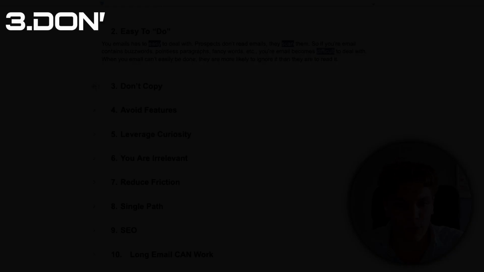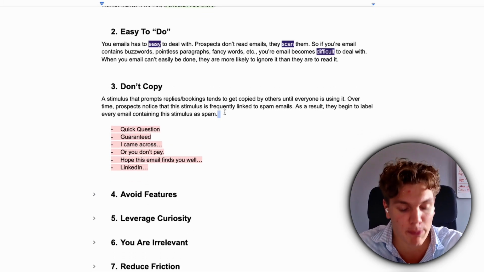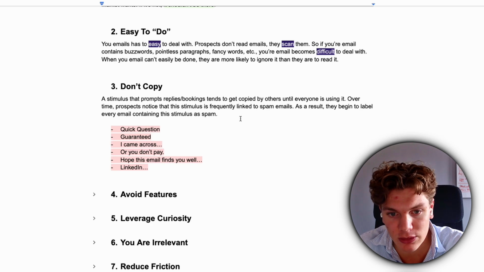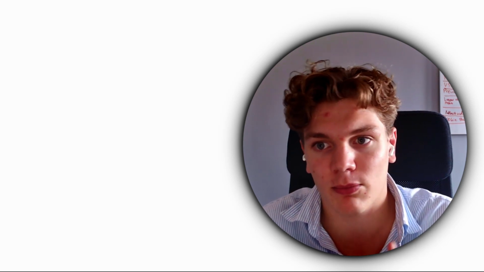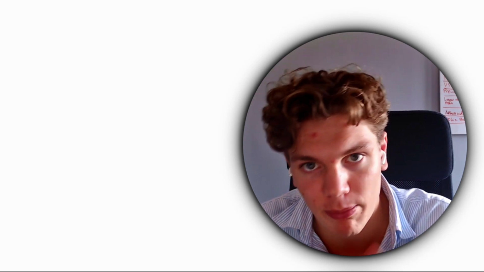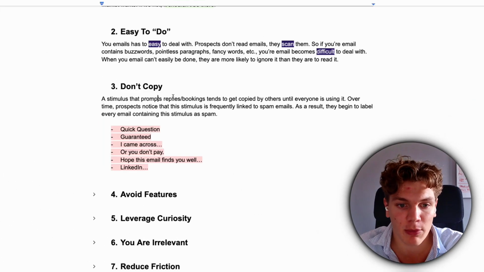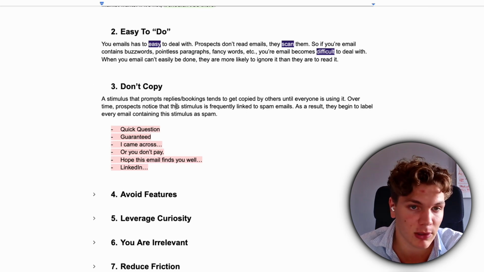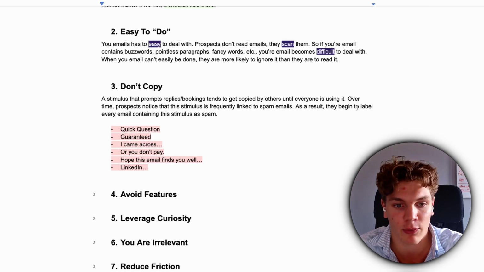And don't copy others. And the reason I'm saying this is that a stimulus that prompts replies and bookings tends to get copied by others. And if you don't know what a stimulus is, it's essentially anything that you put in your email that causes a response. And when that response is bookings or replies, people tend to copy it essentially. And over time, prospects will notice that this stimulus is frequently linked to spam emails. And as a result, they begin to label every email containing this stimulus as spam.